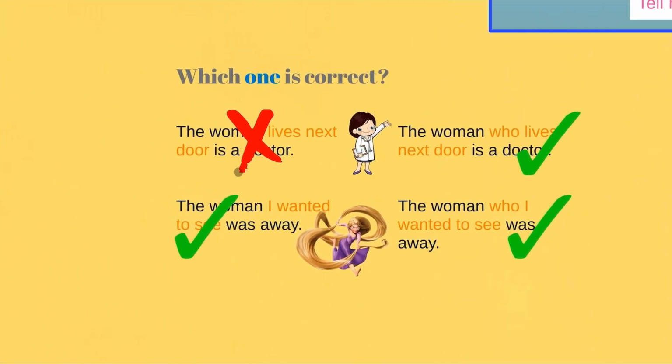The woman lives next door is a doctor is wrong because lives next door is telling you more about the subject. So, you must have the word who. The woman who lives next door is a doctor. This one is correct.